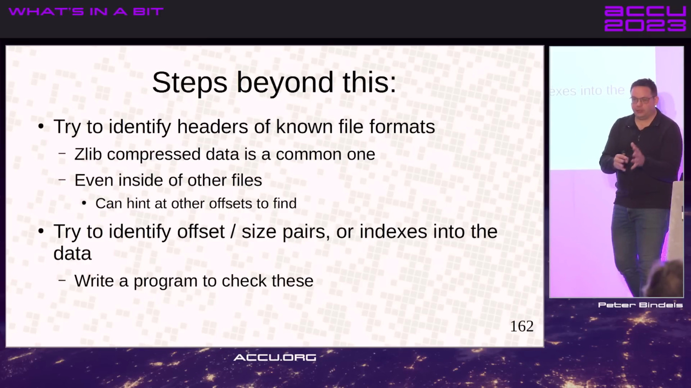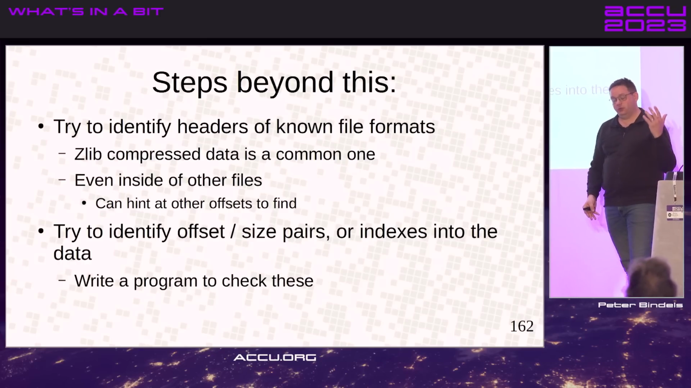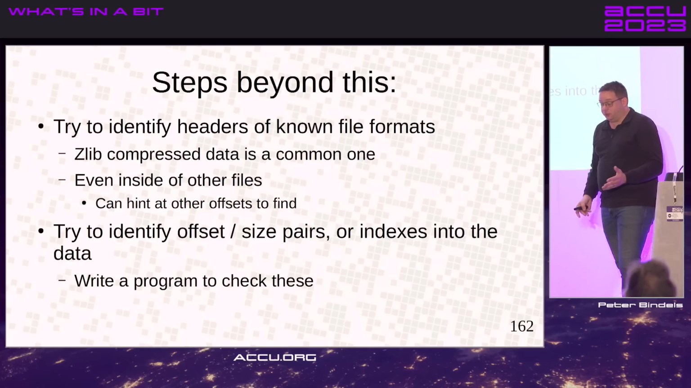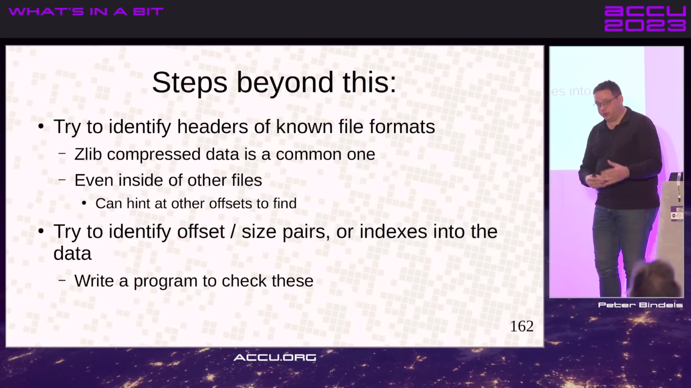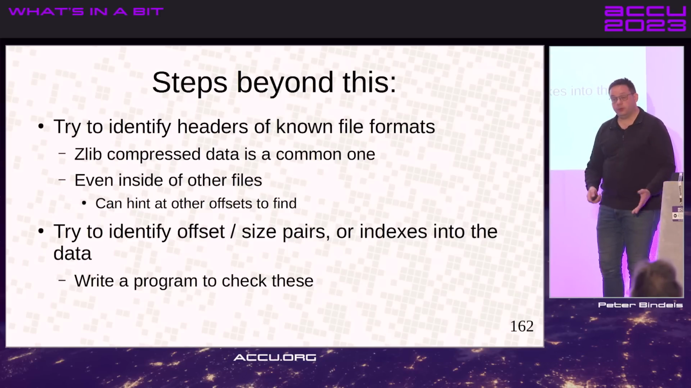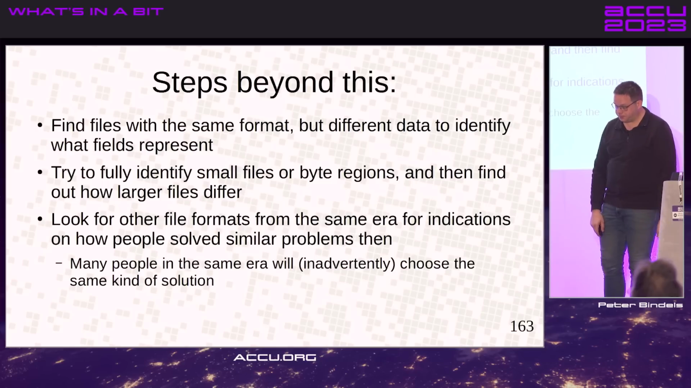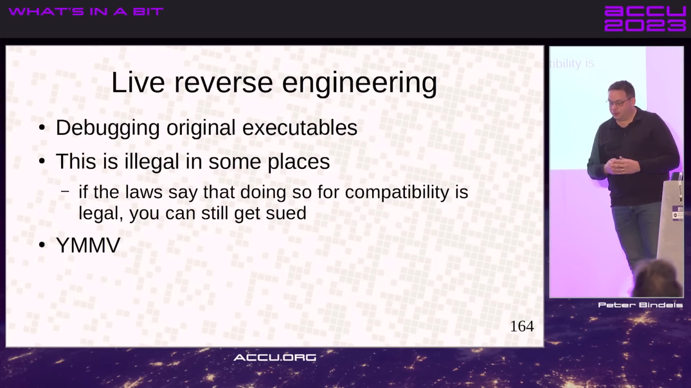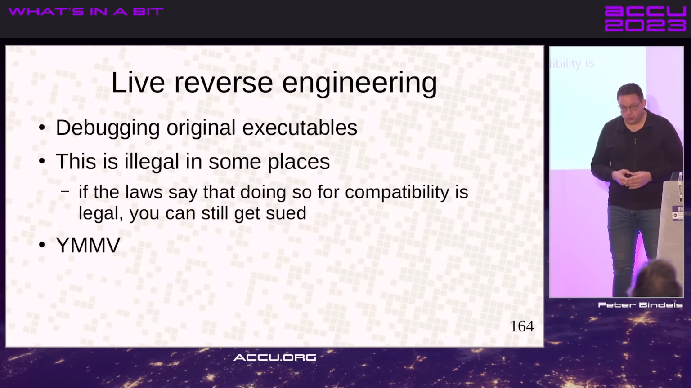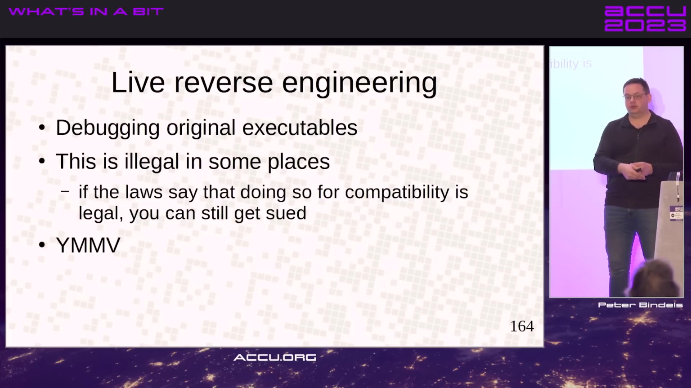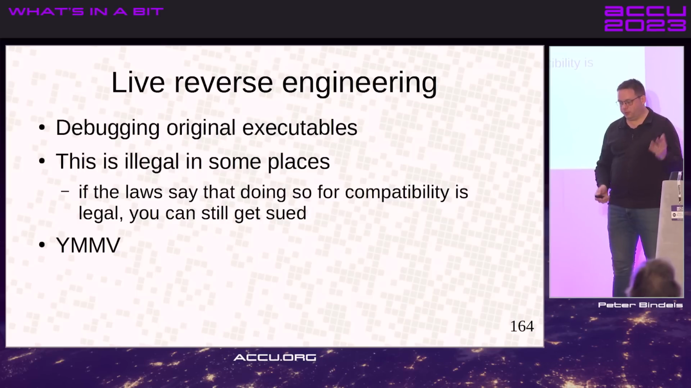And then you can go beyond this. You can try to see if there are headers for file formats you recognize. You can usually find zlib. And try to find index, offset, and size pairs, and write programs to check your assumptions. If you're doing this on executables, this might be illegal in some places if you're actually looking into what the executable is doing. Your mileage may vary. Just see if you want to do this.